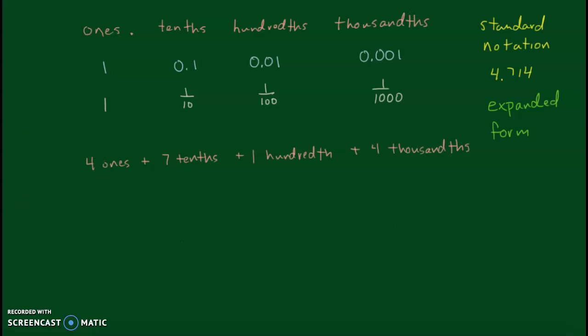We can also take the standard notation number and just write it as an addition problem for each place. So we could go 4 plus 7 tenths plus 1 hundredth plus 4 thousandths.